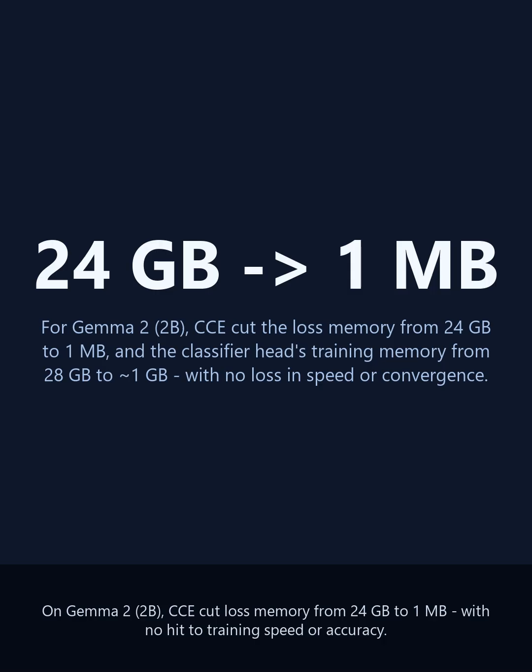Now the headline numbers. For Google's Gemma 2 billion parameter model, CCE shrank the memory used by the loss from 24 gigabytes down to just 1 megabyte. The classifier head's total training memory fell from 28 gigabytes to about 1 gigabyte. And this comes with no loss in training speed and no change in the final model. It is that rare thing in machine learning, a genuine free lunch.